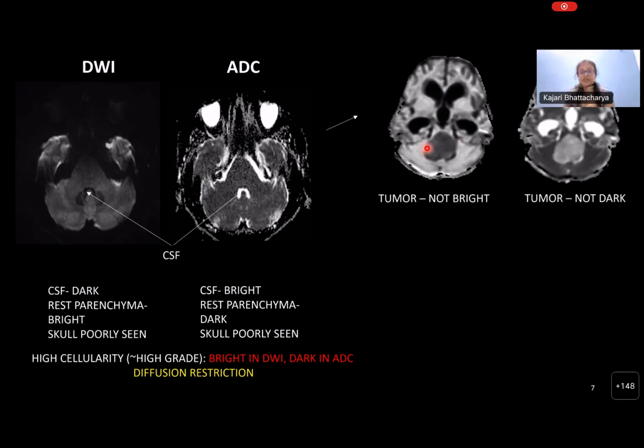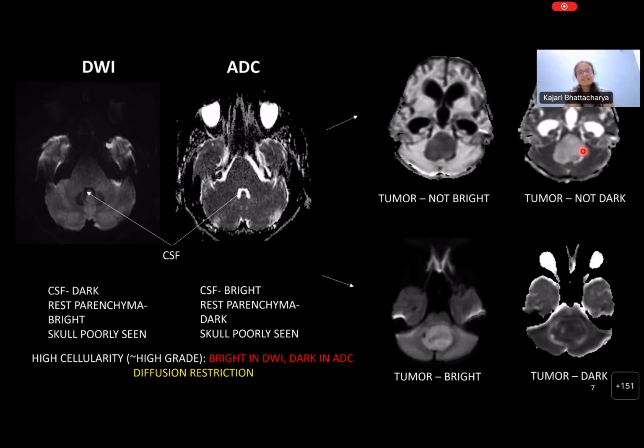So for example, we looked at the first tumor. We can see here that it is not bright in diffusion and it is not dark. So what we said was bright in DWI and dark in ADC means a higher grade, or that is called diffusion restriction. This is non-restrictive. Whereas the second one is showing bright signal on diffusion weighted imaging and dark signal on ADC. So therefore, this is diffusion restriction, and therefore this is likely again a higher cellularity tumor.